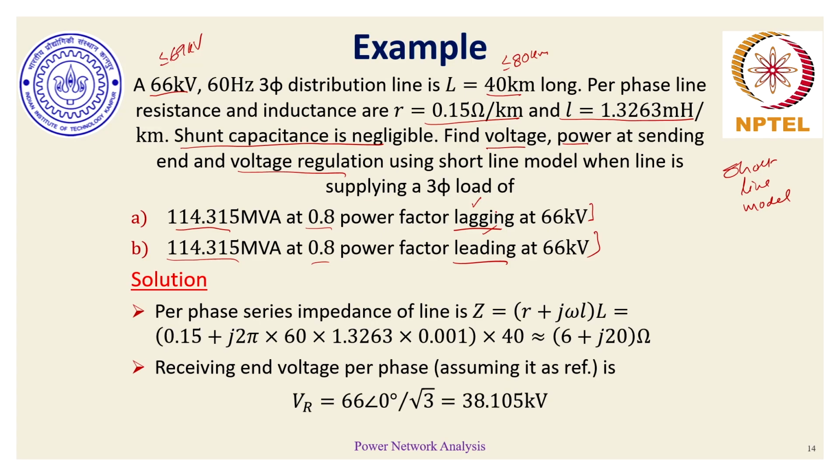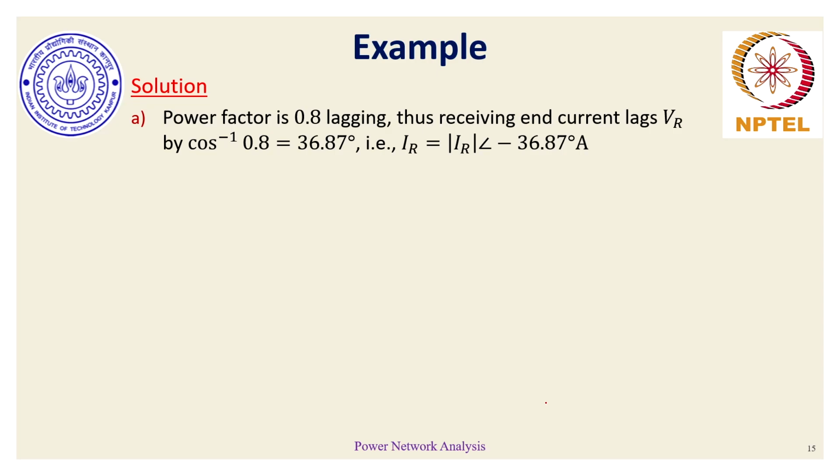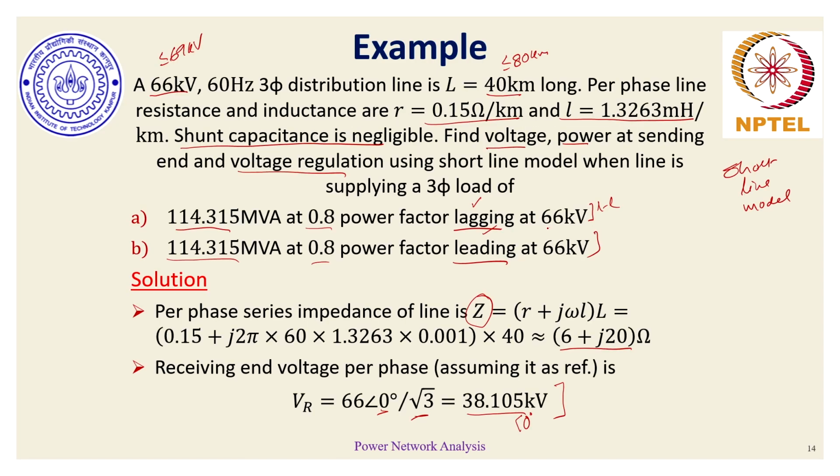So what we do is find the corresponding net Z of the entire line length of 40 kilometers, which is close to 6 plus j20 ohms. We assume the receiving end voltage to be our reference for all phasors. Since it is a line to line voltage, we divide it by root 3. The phasor is 0, acting as reference. Divided by root 3 gives us the corresponding phase voltage, so it is 38.105 at an angle 0 kilovolt. Power factor is 0.8 lagging, and the receiving end voltage is fixed at 66 kV.